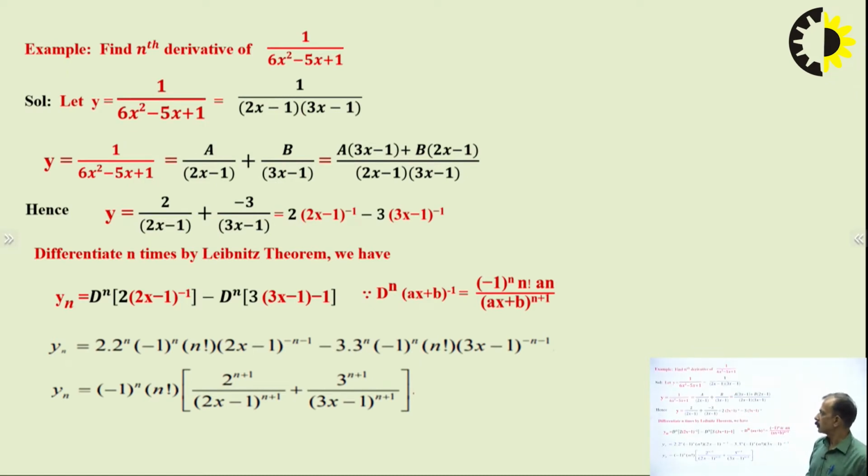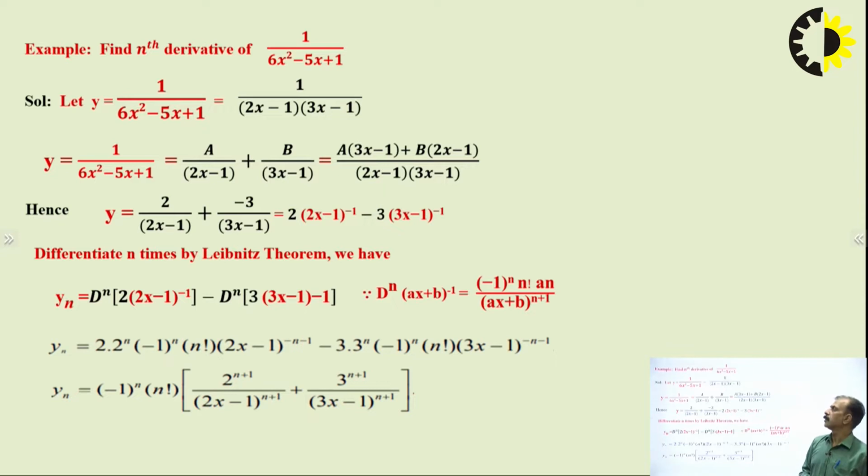Now, we use this standard formula for finding the nth derivative in some questions. If we have a function 1 upon 6x square minus 5x plus 1, and then find the value of the nth derivative of this function, because we know the nth derivative of any linear factor of an algebraic function.